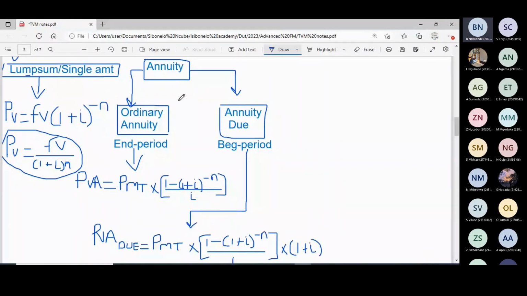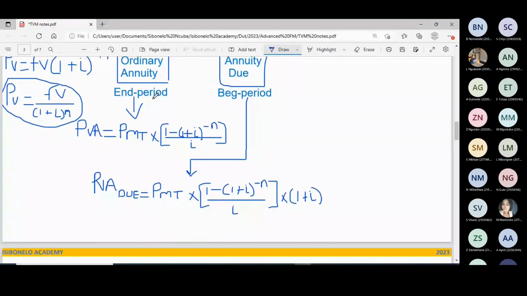And then we also spoke about an annuity. We said an annuity is divided into two: an ordinary annuity and an annuity due. What is the difference between an ordinary annuity and an annuity due? Under an ordinary annuity, the investment or the payment is made at the end of the period. It can be the end of each month, end of each quarter, end of each year. As long as the investment or payment is made at the end of the period, that will be an ordinary annuity. And for an ordinary annuity, we use the first formula.